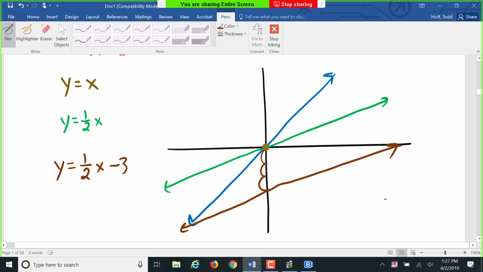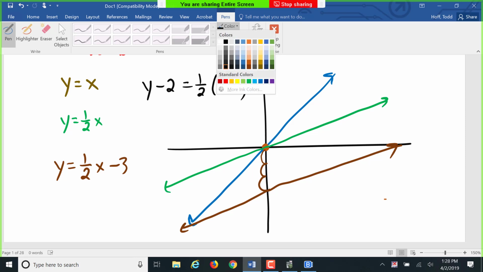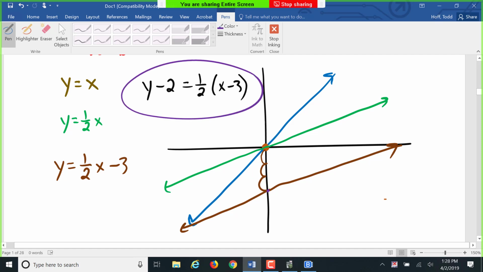It's just shifted down. Well, when we did point slope form of a line, we had things like this: y minus 2 equals 1/2 x minus 3, where we subtracted from both the y and the x. That actually looks just like this brown line, only the values go up or down according to the shifts here. This is actually 1/2 slope, but it goes through a different point. And it has that 1/2 slope. So notice that subtracting 3 changes things if it's outside the parentheses or inside the parentheses.